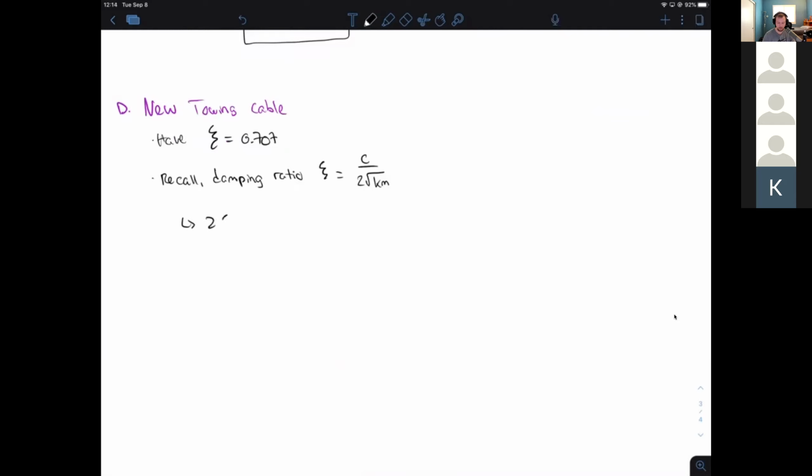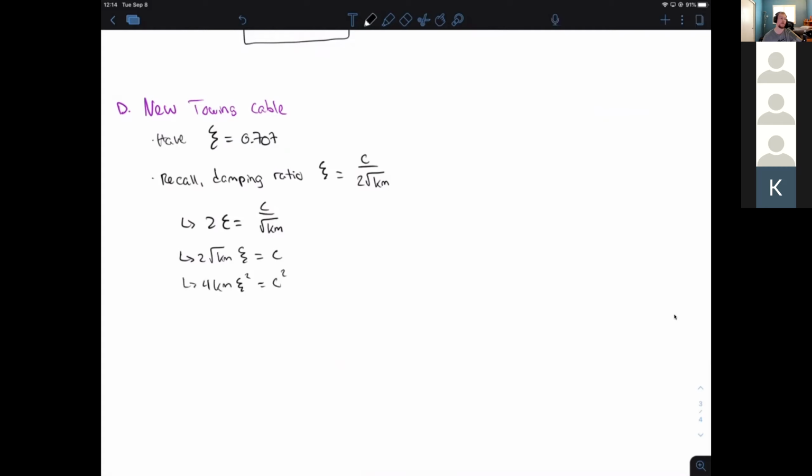So we have 2 times ζ equals c divided by the square root of k times m. And then 2 times the square root of k times m times ζ equals c. And I'm going to square everything here so we can get rid of the square root. 4 times k times m times ζ squared equals c squared.